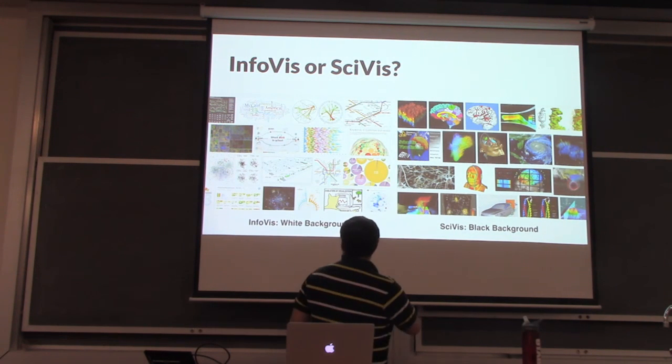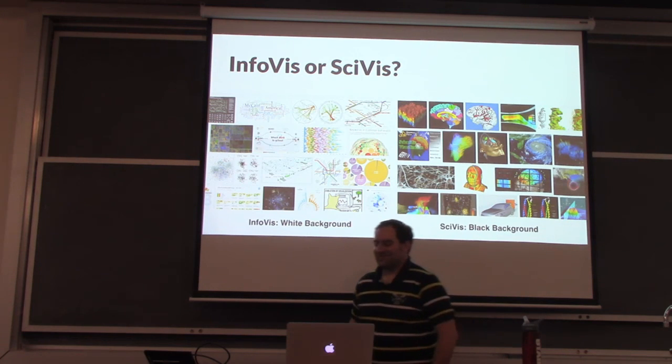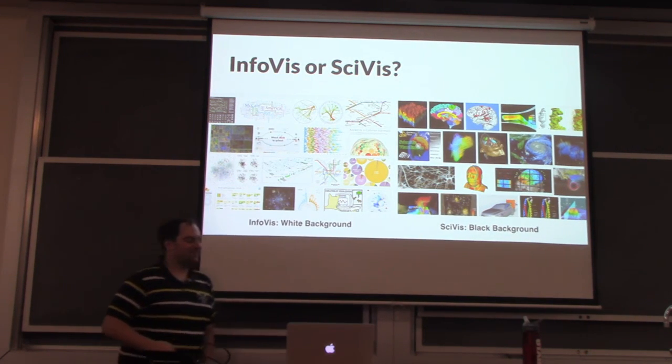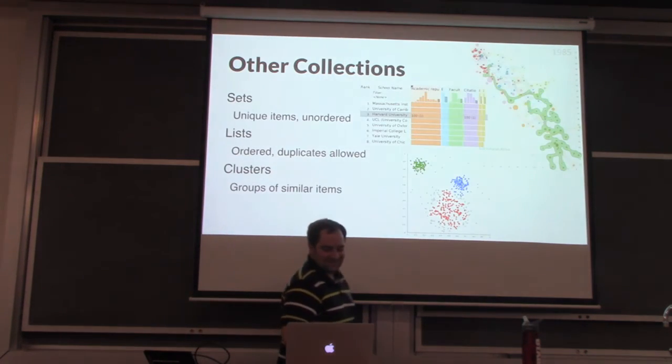There's of course exceptions. Here we have a black background and here we have a white background. But generally, if you see black background and many colors, it is scientific visualization. If it's white, then it's information visualization.